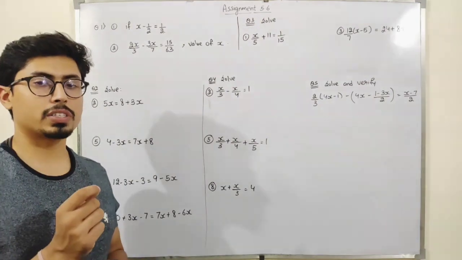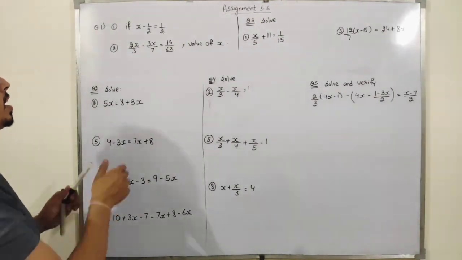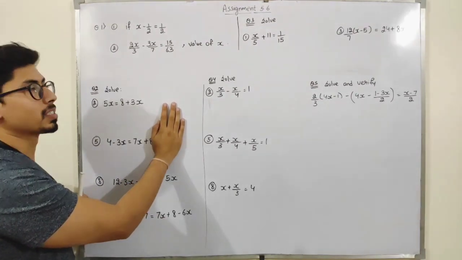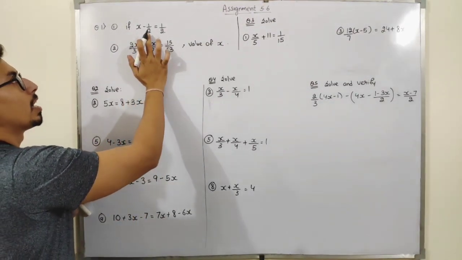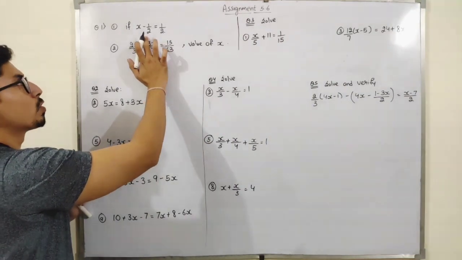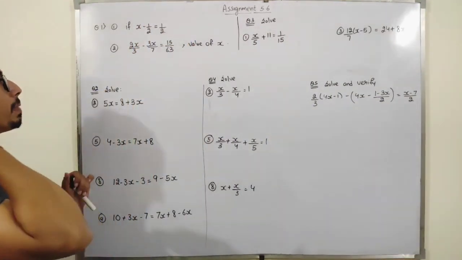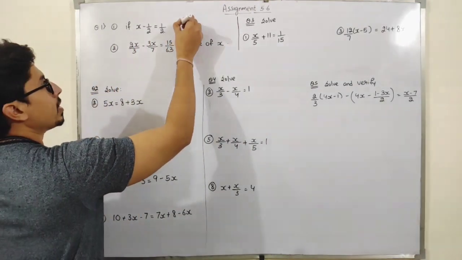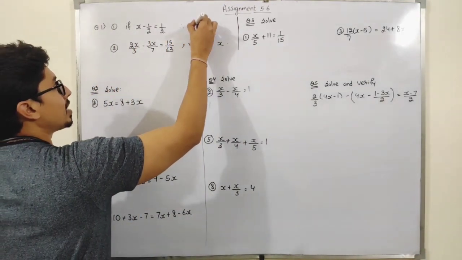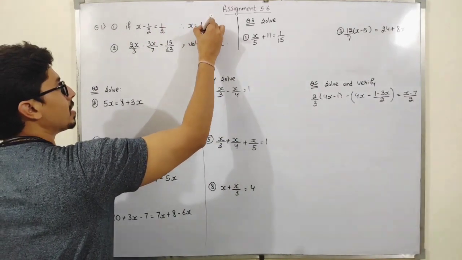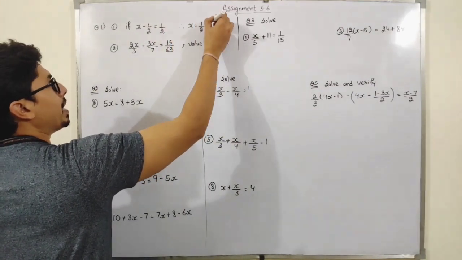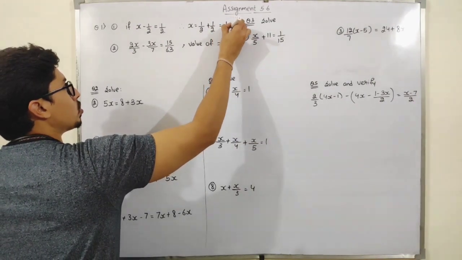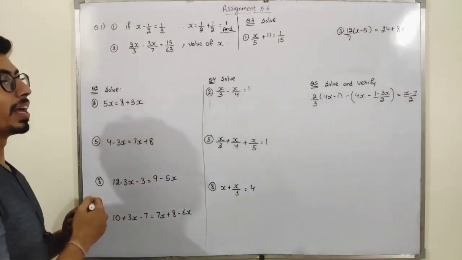Question number first, part one, is given to us and I have to find out the value of x. Now, see students, 1 by 2 is negative here, when it goes to the right hand side it will be positive. Therefore, I can write it like this: x is equal to 1 by 2 plus 1 by 2. So 1 by 2 plus 1 by 2 is equal to 1. So this 1 is our required answer.